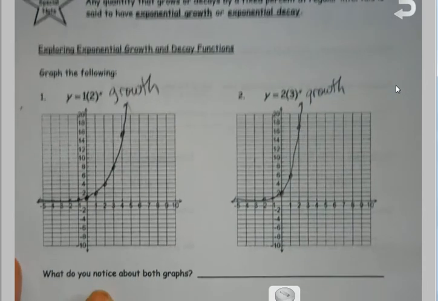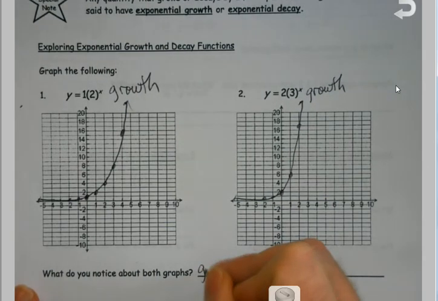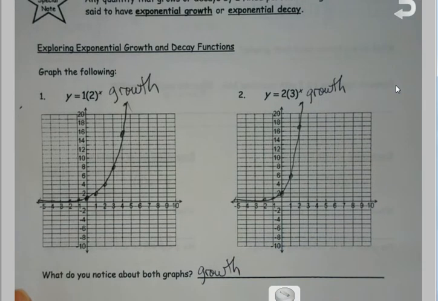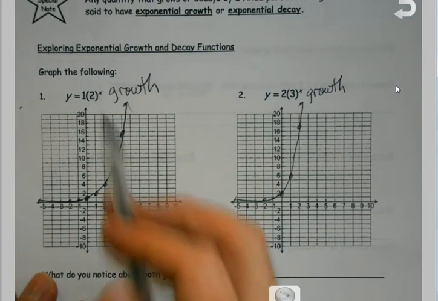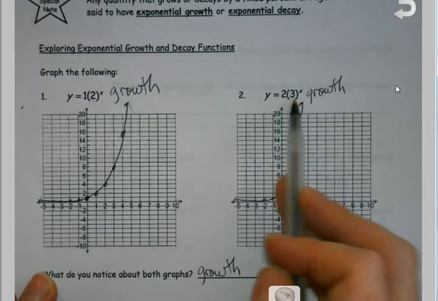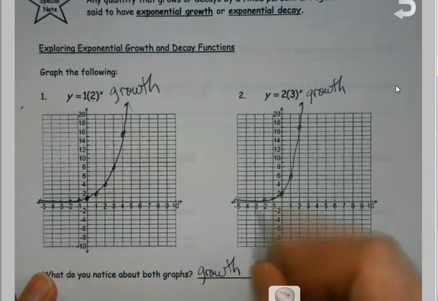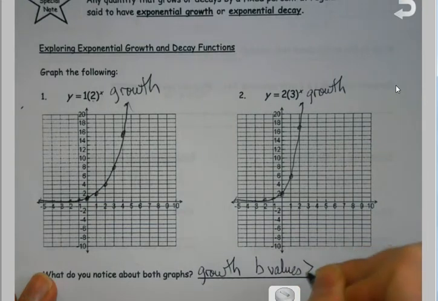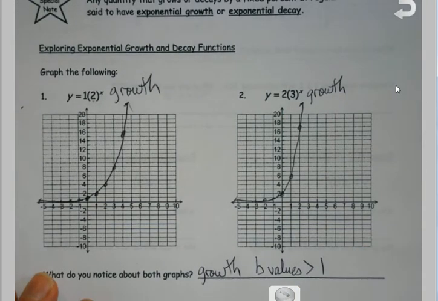Well, let's see. What do we notice about both graphs? Well, a couple of things. We notice they're both growth. They're both going up to the right. But I also notice, when I look at their base value, their b values, the b values are both greater than 1.